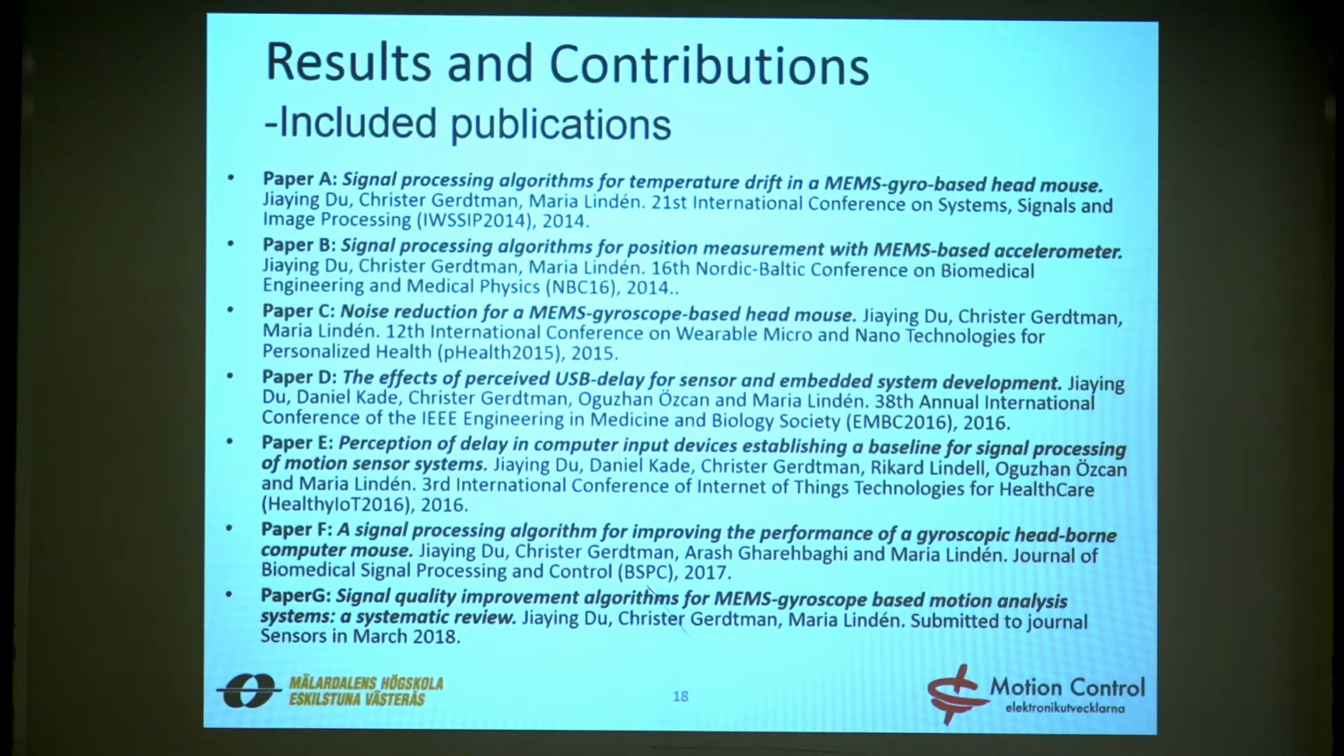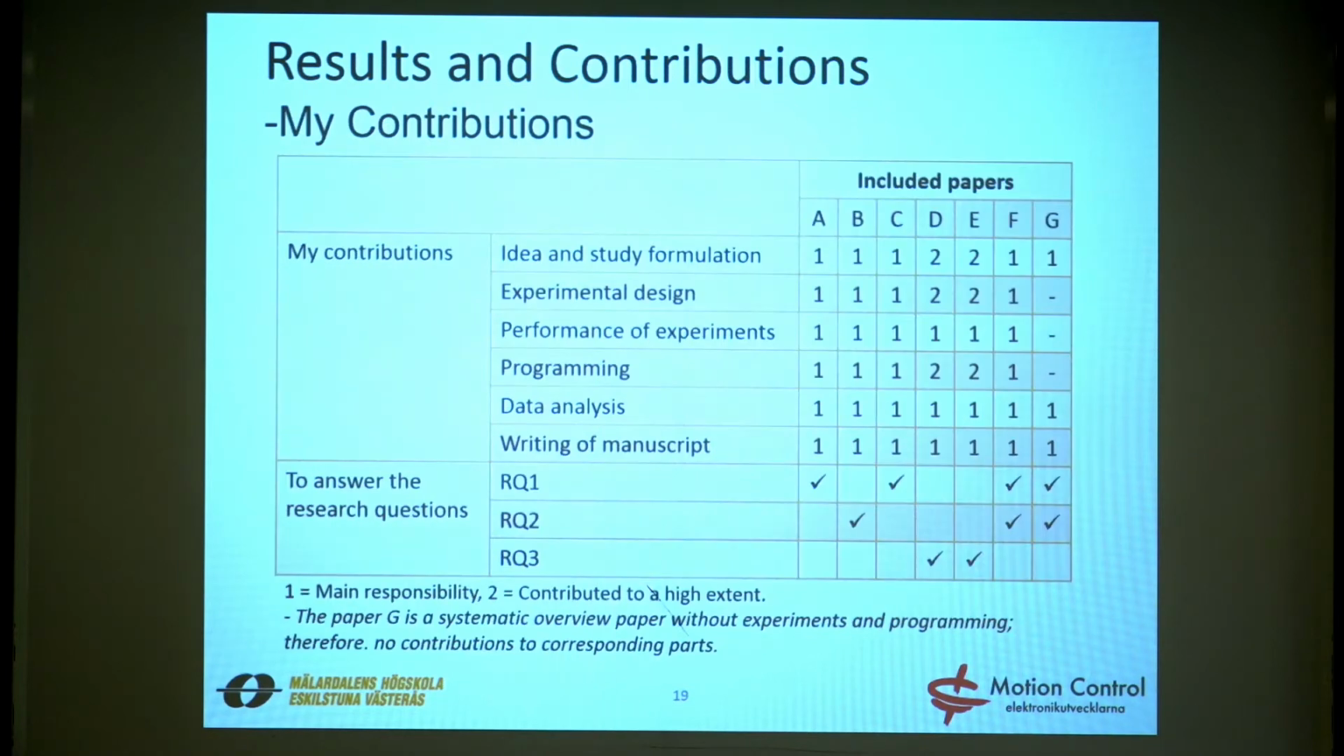Paper F presented the novel algorithm KWT, and paper G is a systematic review paper. The table here shows my contributions and how the included papers answer the research questions. We can say for research question 1, there are 4 papers, and for the second research question, 3 papers covered this research question, and there are 2 papers for research question 3.